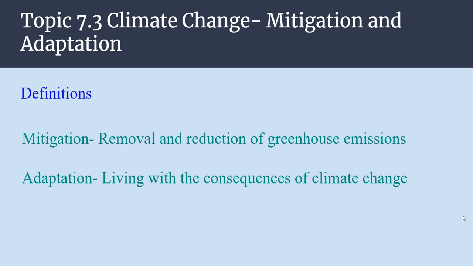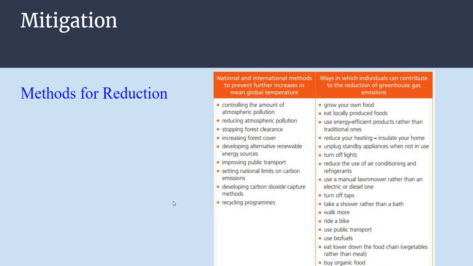Before we go ahead and talk about things we can do about it, let's talk about the two strategies, mitigation and adaptation. Mitigation means the removal and reduction of greenhouse gases. Adaptation means living with the consequences of climate change. Now that we've defined our terms, let's see what the possibilities are.